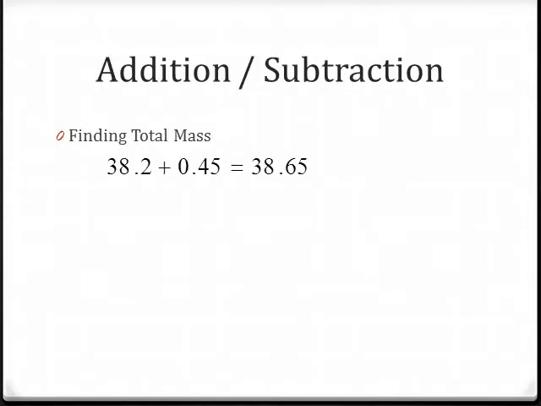Let's look at addition. We had two objects that we massed, and we needed to find the total mass together. We wanted to add these two numbers. This number is listed to the tenths place, the hundredths place is unknown. This number is listed all the way out to the hundredths place. You add the two numbers and you'll get this value right here. But how should we round it in order to have the correct number of significant figures?